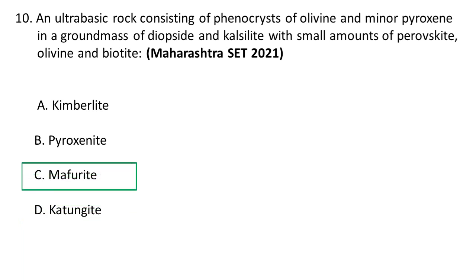The correct option is C. Maphurite. Maphurite is an ultrabasic rock consisting of phenocryst of olivine and minor pyroxene in a ground mass of diopside and calcilite with small amounts of perovskite, olivine and biotite. So it is a mafitic rock and now it is regarded as an olivine pyroxene calcilite.